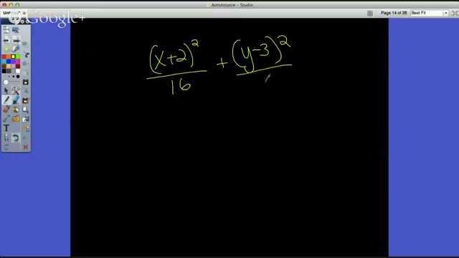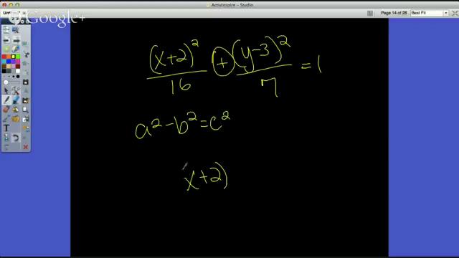Like I think if I were to do one like, let's say this, okay? I know that with an ellipse, it's a squared minus b squared equals c squared, right? Let's do the same one, except this time let's do minus.